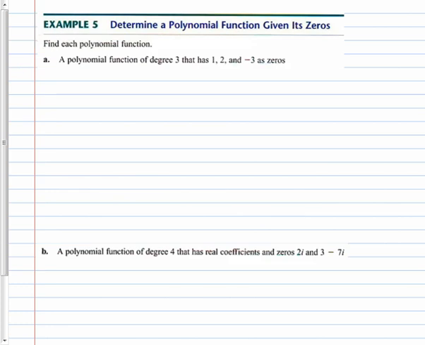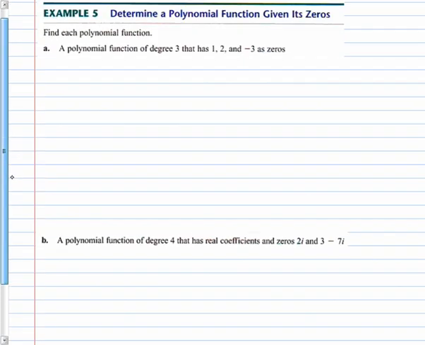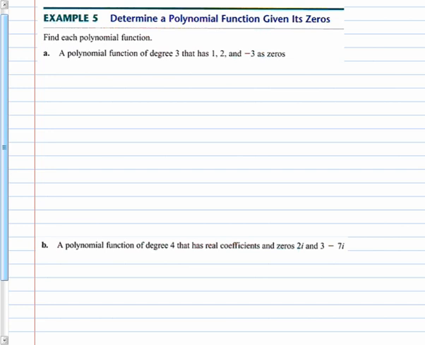Back over here, I want to take the time to go through this one. A polynomial function of degree 3, it has 1, 2, and -3 as zeros. They want us to figure out what the polynomial is. They have just told us the zeros. Well, if they tell me the zeros, I know the factors.